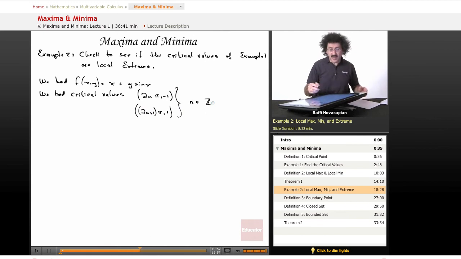So we have a bunch of critical values. We have (0, negative 1), (2 pi, negative 1), (4 pi, negative 1), and then we have (pi, 1), (3 pi, 1). So we have an infinite number of critical values. We need to see if any of those are local maxes or mins.